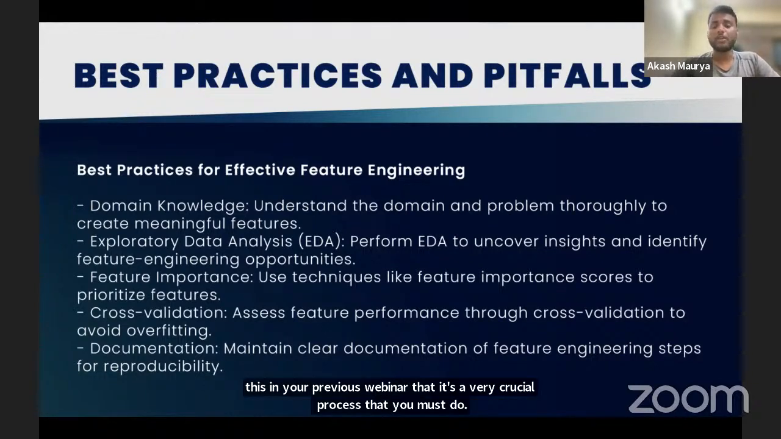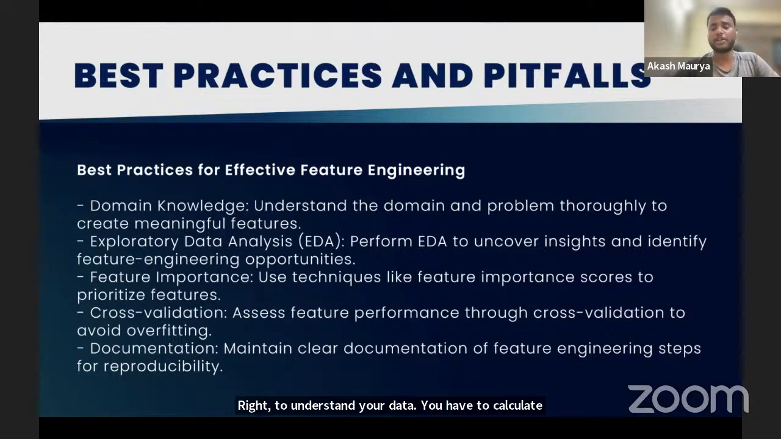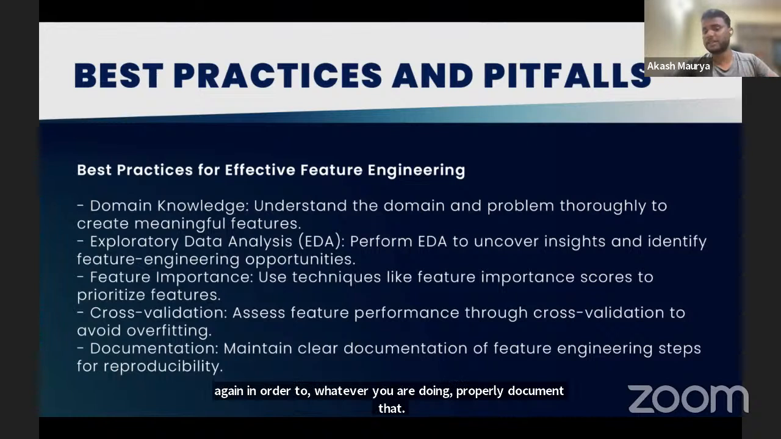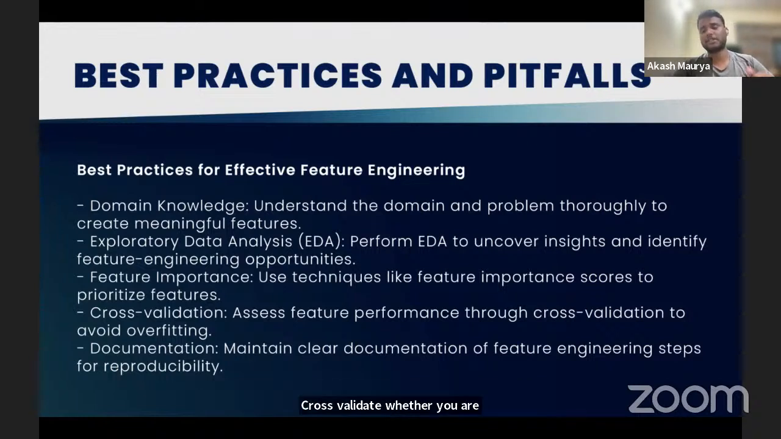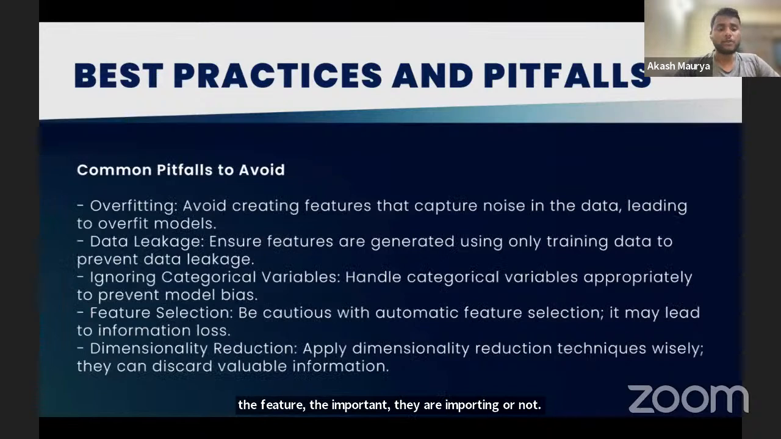To understand your data, you have to calculate feature importance, do cross-validation, and documentation. Again, whatever you are doing, properly document that. Cross-validate whether you are preserving the variance or not, right? Feature importance, when you are selecting features, whether they are important or not. That is what we have to check. Now, what we have to avoid: we have to avoid overfitting. We have to avoid data leakage or information leakage. We have to ensure that whatever we are generating or reducing in dimensionality, we are not losing information in the data. We cannot ignore categorical variables while doing feature selection or dimensionality reduction. We have to be very, very cautious while doing these kinds of processes.